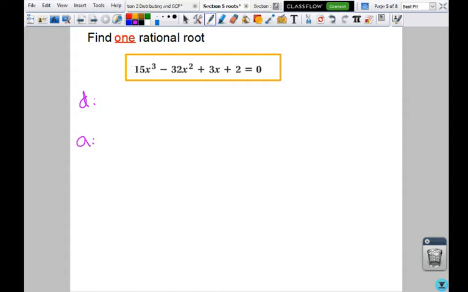Wait, we only gotta find one answer, right? You only have to find one. I found 3. Oh, good. Well, this is the expert dish. You can do this problem.